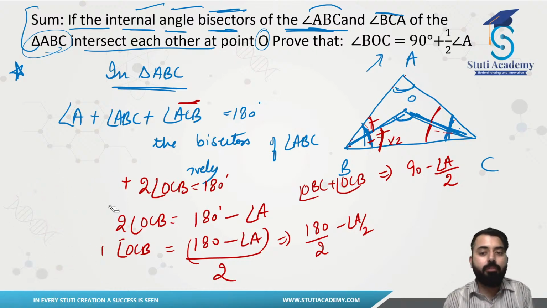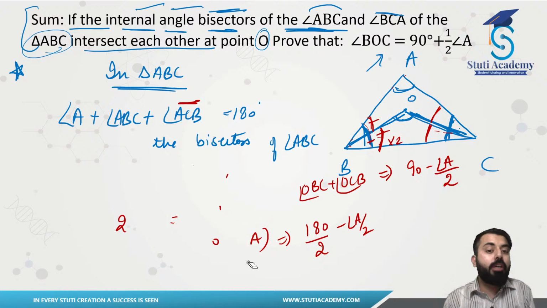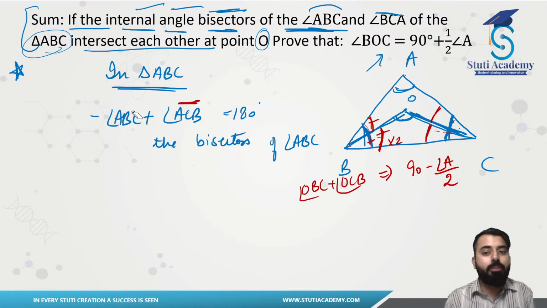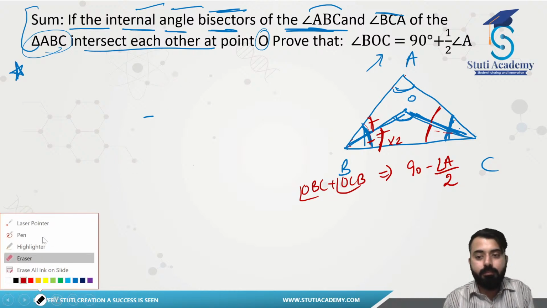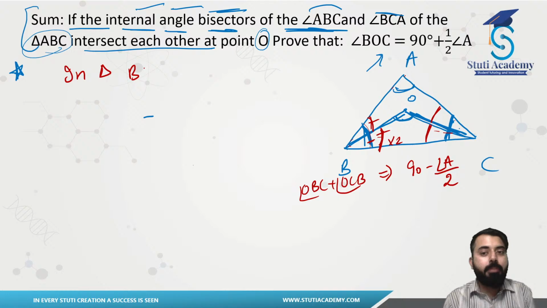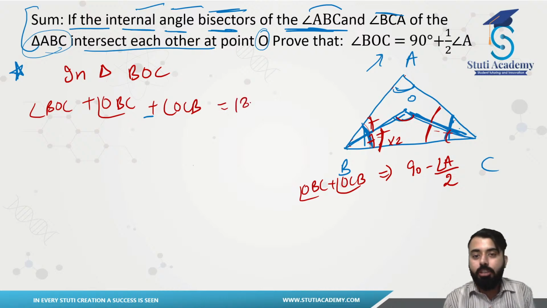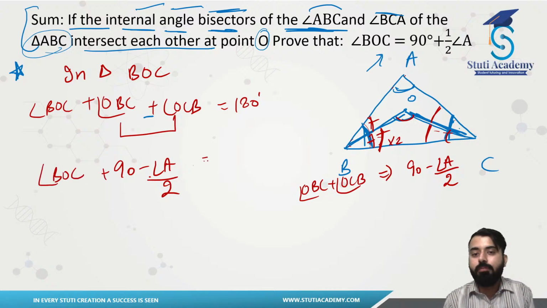We are almost done with the sum. So we are going to move towards a smaller triangle because we have to find out the value of BOC, right? BOC is part of the triangle which is inside the triangle. So I'm going to erase this one. So let's move with that one. In triangle BOC, angle BOC, that means this, plus angle OBC, that means this, plus angle OCB, that means this one, all should be equal to 180, right? Angle sum property. I know these two are 90 minus angle A by 2, plus angle BOC, that is equal to 180.